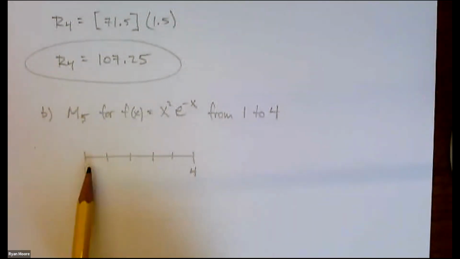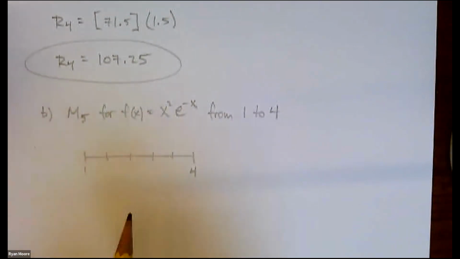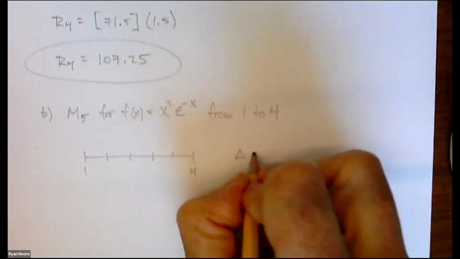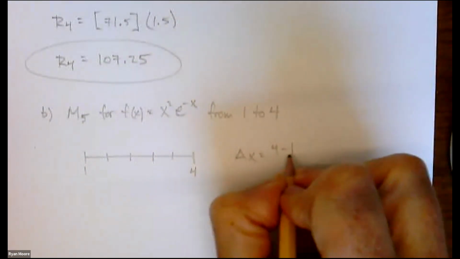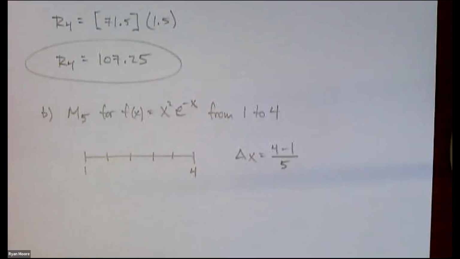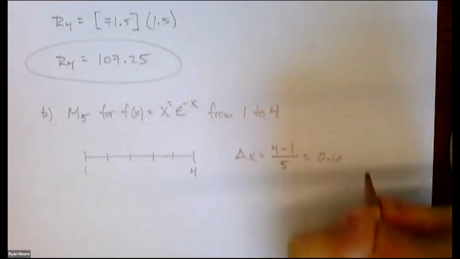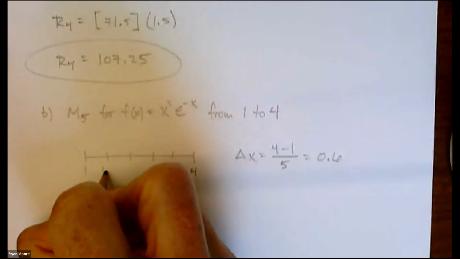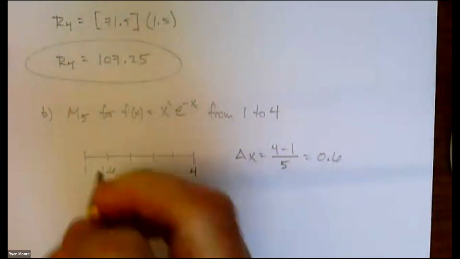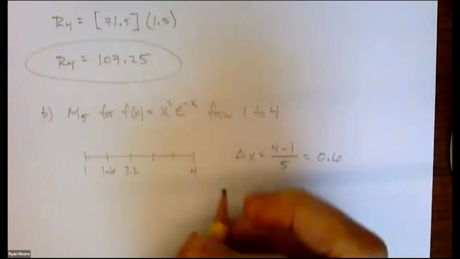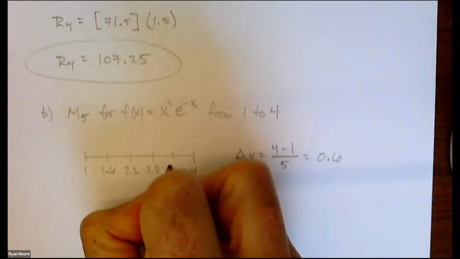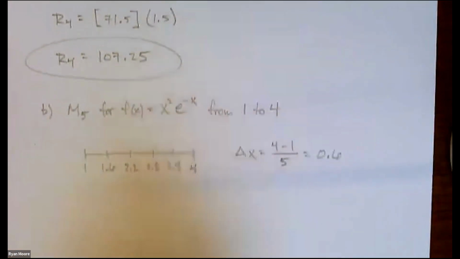Where do these occur? What's delta x? It's a little bit tougher when you're not starting at 0 and when it's something like 5. So I'm going to go over here. Delta x is 4 minus 1 over 5, so that's 3/5. That's 0.6. So this is going to be at 1.6, at 2.2, at 2.8, at 3.4, and then at 4.